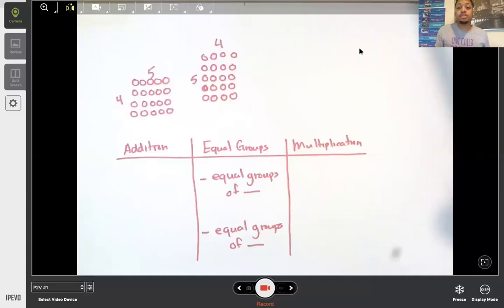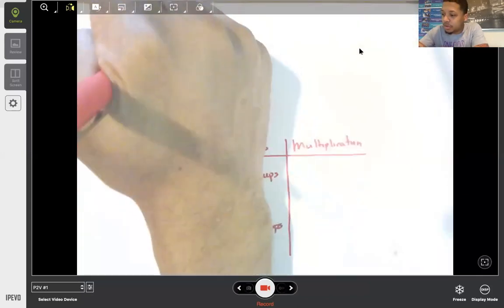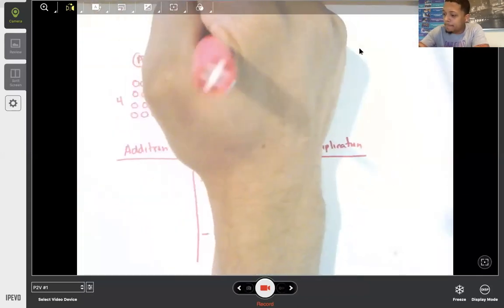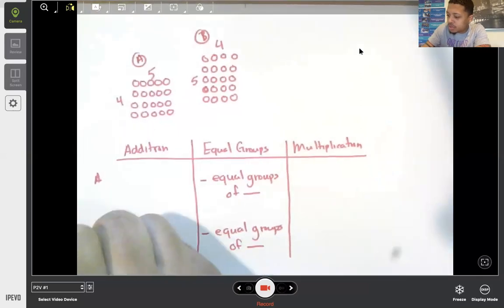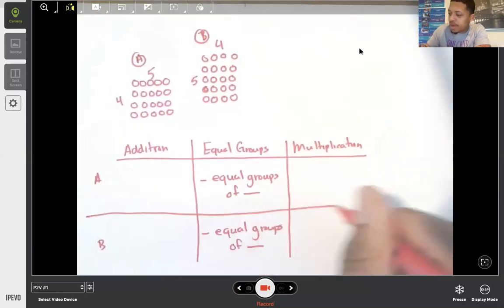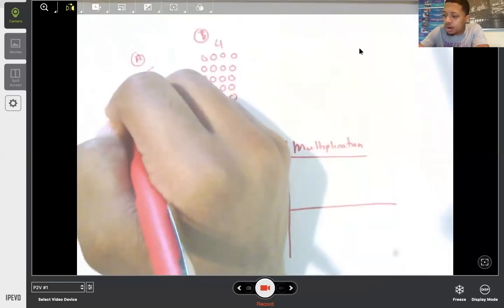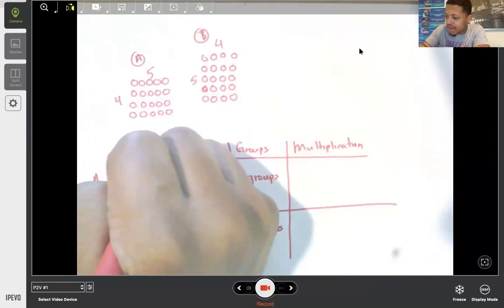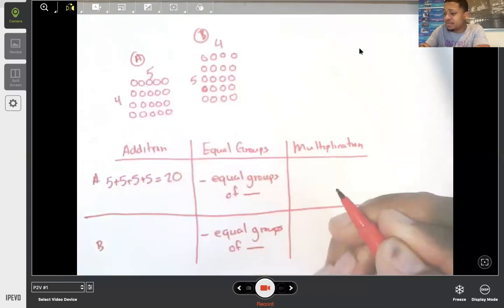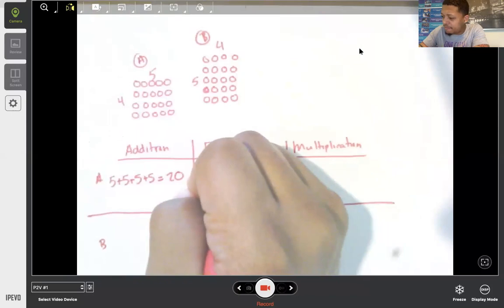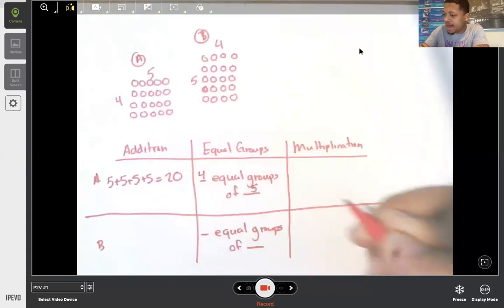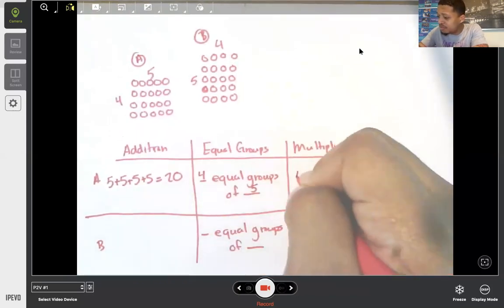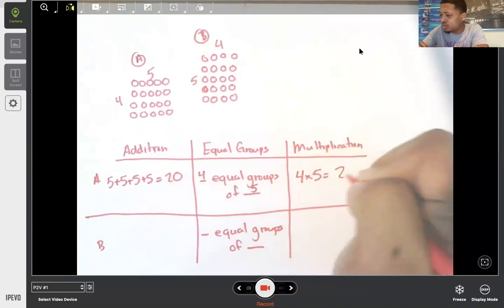All right, Rocketeers. So as we see, I'm going to label these array A and array B. I'm first going to start with array A. I know that I have 4 rows of 5. So that's 4 groups of 5. So that's 5 plus 5 plus 5 plus 5 equals 20. And I know that I have 4 equal groups of 5. And that means 4 times 5 equals 20.